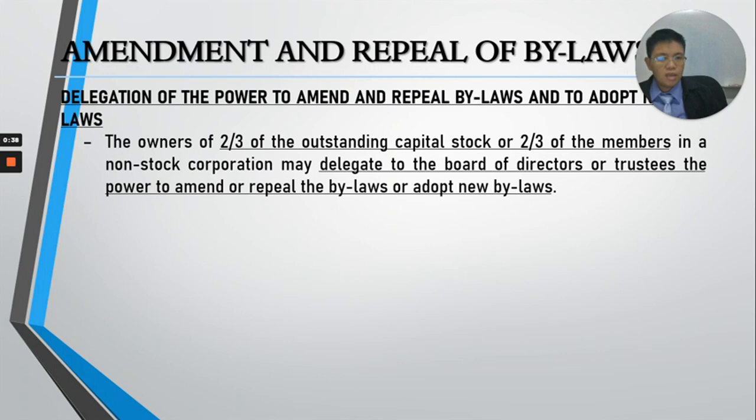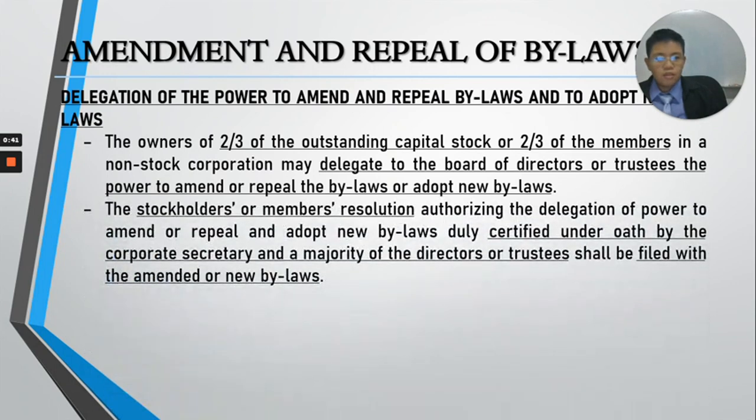So 2/3 OCS, 2/3 members, and also there must be a stockholders or members resolution which will authorize the delegation of power to amend or repeal and adopt new bylaws, and this resolution is certified under oath by the corporate secretary and majority of the directors or trustees, and this will be filed together with the amended or new bylaws in case there is a total repeal of the old bylaws. So it will be filed together with the amended or new bylaws.